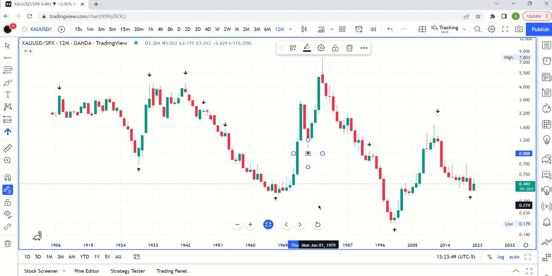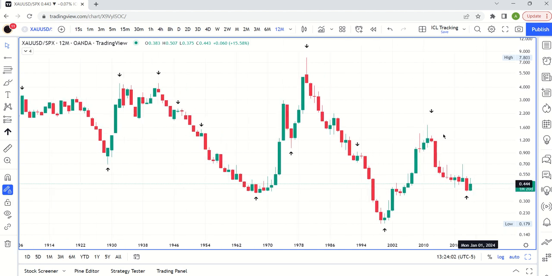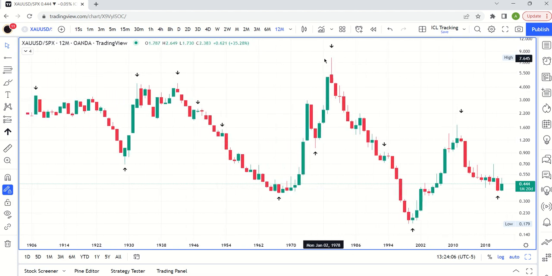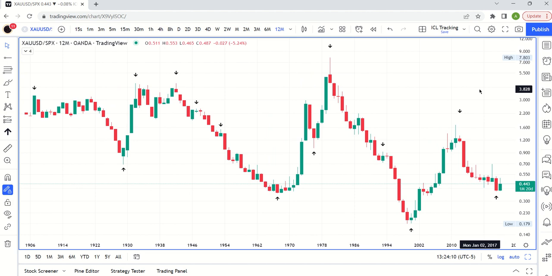To reiterate, every candle here is an entire year of price action. This is the year 1905. This is the year that we're in right now, which is green so far, 2022, excuse me. So you can see the major swing highs and swing lows. What should be clear to you is that as of right now, we are in a downtrend.